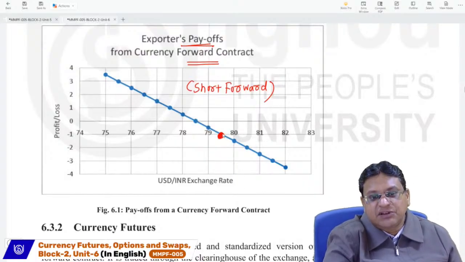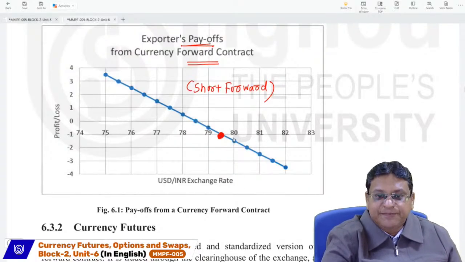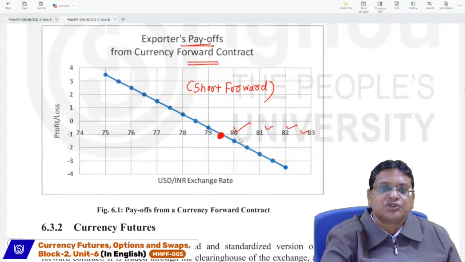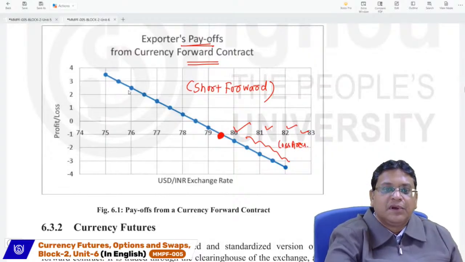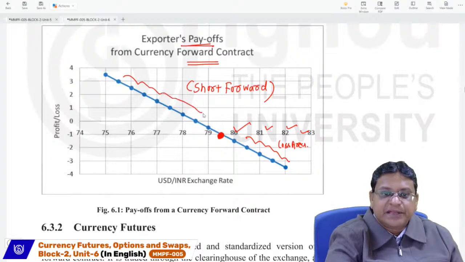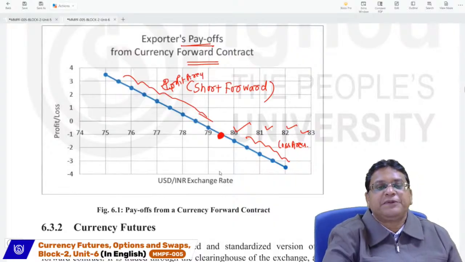Here he has fixed the selling price at 80. If there is 81, there is loss. If there is 82, there is loss. If there is 83, there will be loss. So this is the loss area. And this will be the profit area. This is the payoff diagram of a short forward.